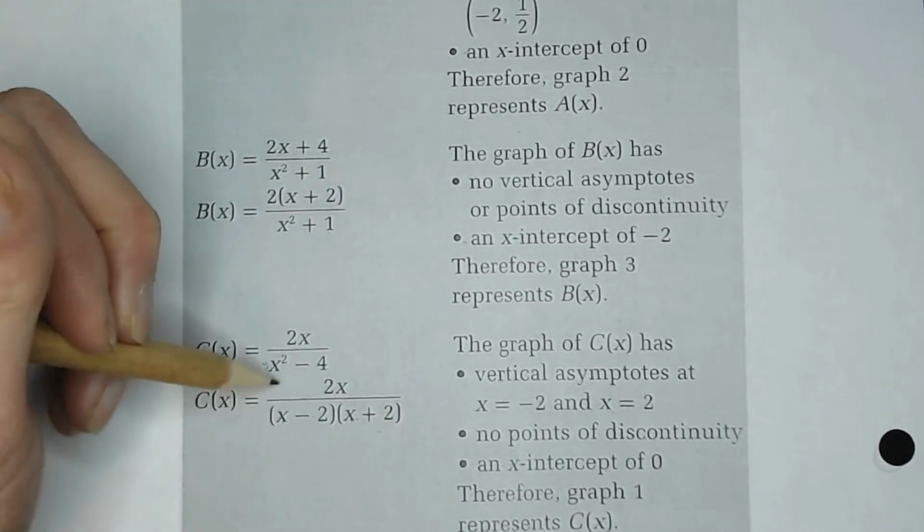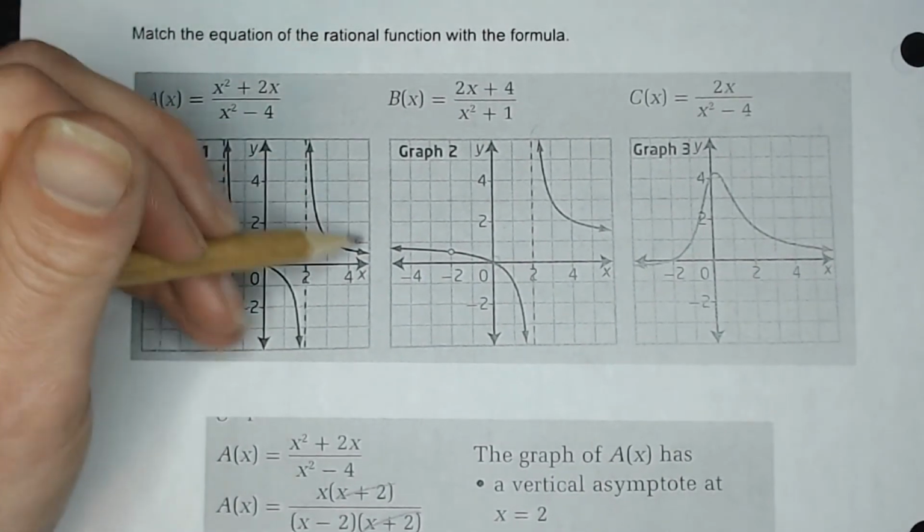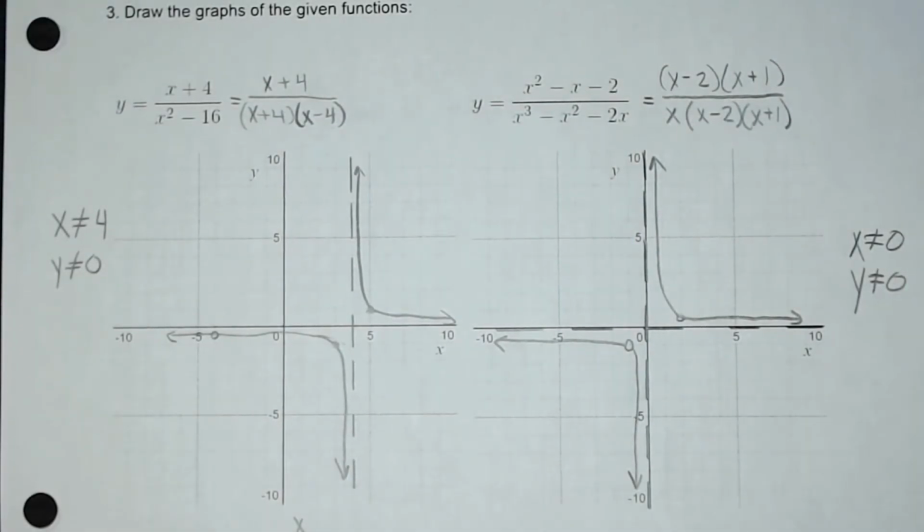Once you see that you have that and you have the 2 asymptotes, it's clearly indicated that this would be the graph that corresponds to c of x. Next, we have some example problems that can help you to understand this content a little bit more.